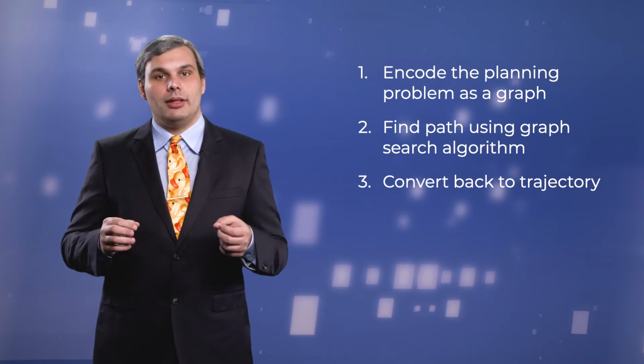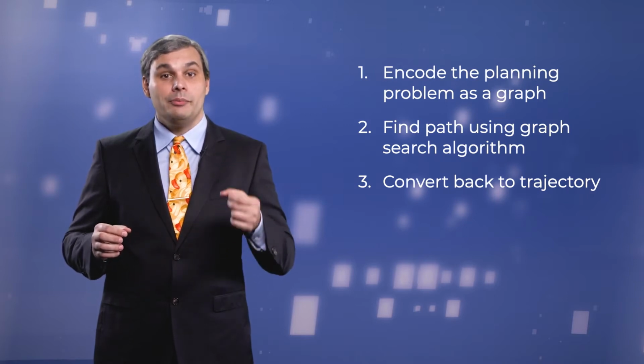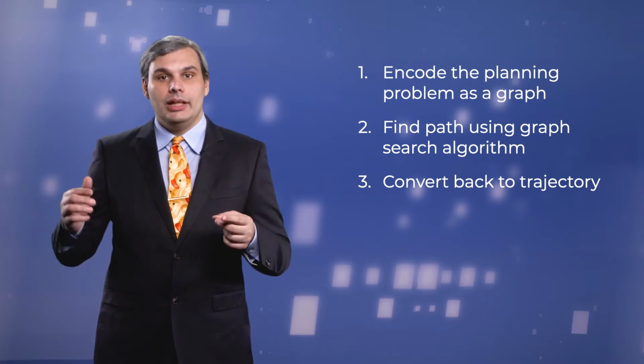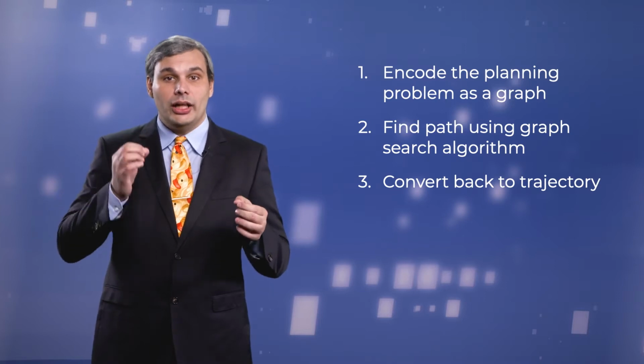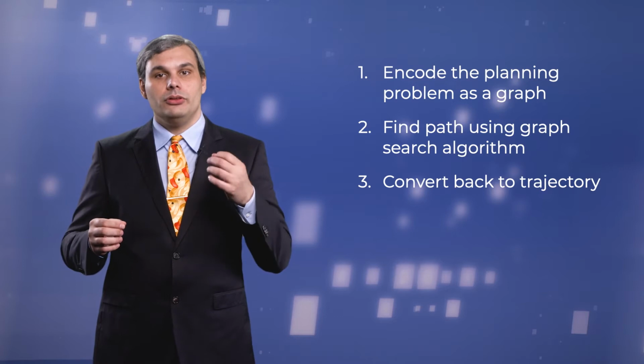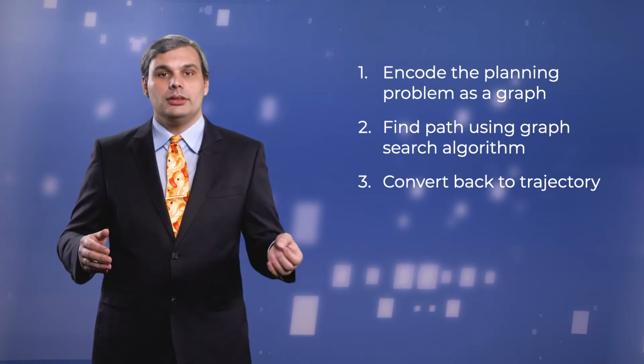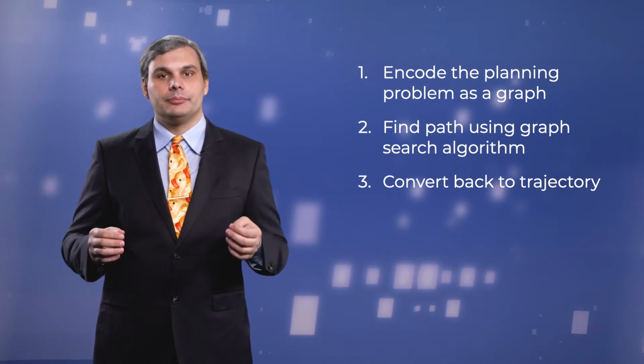There are 3 steps in the process. Step 1 is creating a graph that encodes the planning problem. Step 2 is using a graph search algorithm to obtain an optimal path. Step 3 is translating the path on the graph to a trajectory in configuration space. For many problems, it is sufficient to use a generic graph search algorithm that is not specific to robotics. Most of the complexity is in the first step.